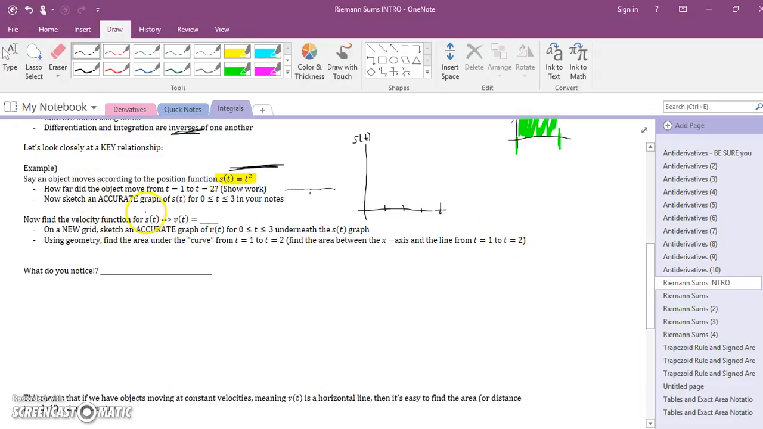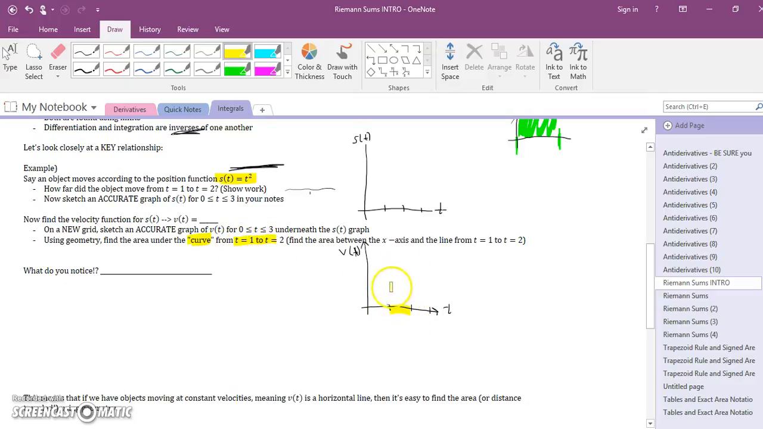Then I want you to find the velocity of this position function. So do the derivative, and in your notes, say v of t equals blank. Then I want you to do another graphing grid in your notes underneath this, t and v of t, like that. And what I want you to do is graph the velocity again for the first 3 seconds accurately. That means you have a scale on your y-axis just like you did here. And I want you to find the area underneath the curve, and I say curve because it's not actually a curve, for this case at least. Find the area under the curve from 1 to 2 seconds.